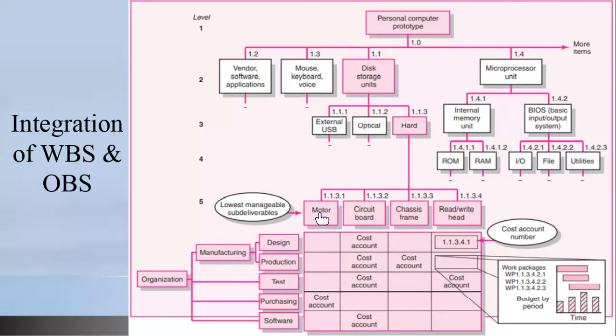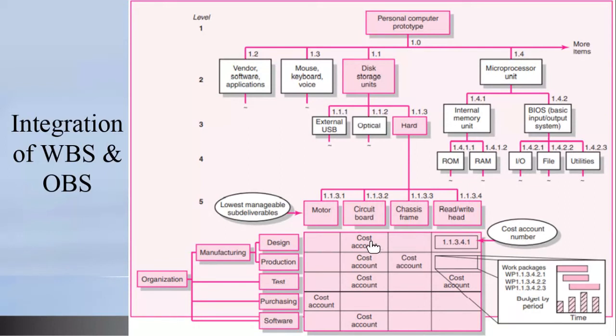Remember, we said that each work package has a cost account number. That cost account is really, at the end of the day, the addition of all the work packages. In the case of the motor, there is only one work package and therefore one cost account, and that is assigned to purchasing. For the circuit board, there are 7. Remember, we saw 7 work packages. Each work package has a unique cost account number.